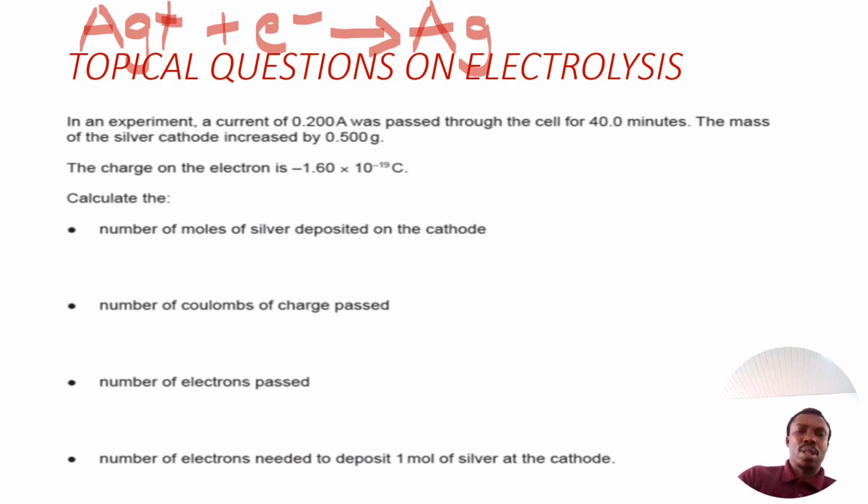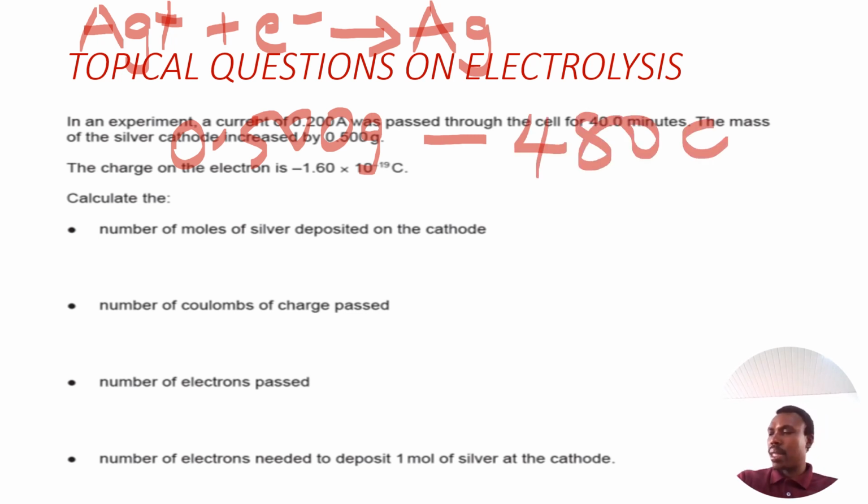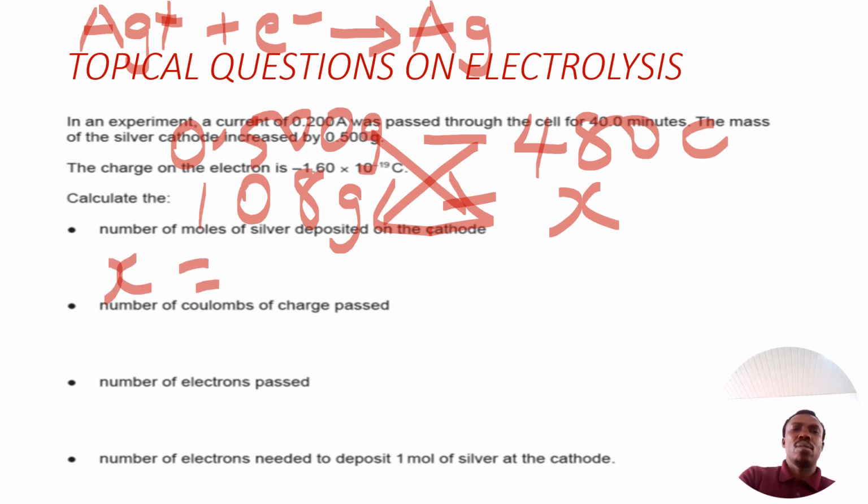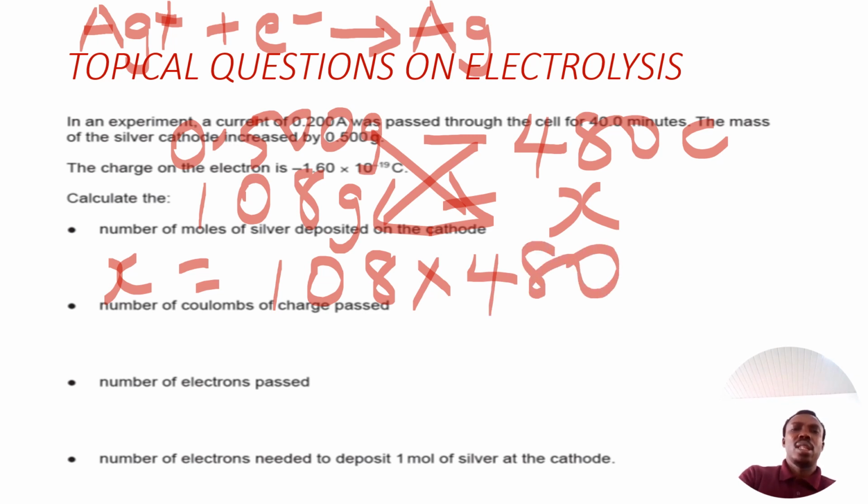Now, from our question, you discover that 0.500 gram of silver requires 480 coulomb of electricity for it to be discharged. So for 108 grams of silver, which is 1 mole of silver, what quantity of electricity will be required for it to be discharged? So you cross multiply. X now will be equal to 108 times 480 divided by 0.500.